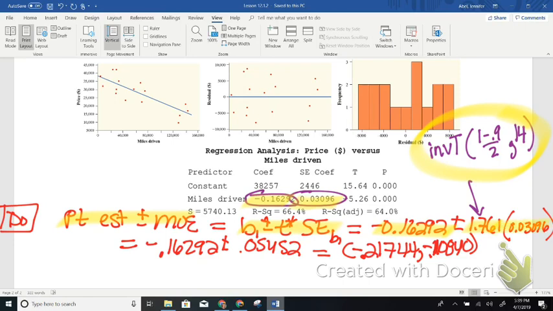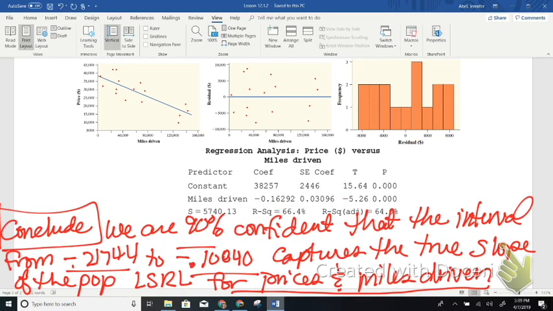And then that simplifies to an interval for our slope being somewhere between negative 0.21744 and negative 0.10840. And finally, that takes us to our conclude step.